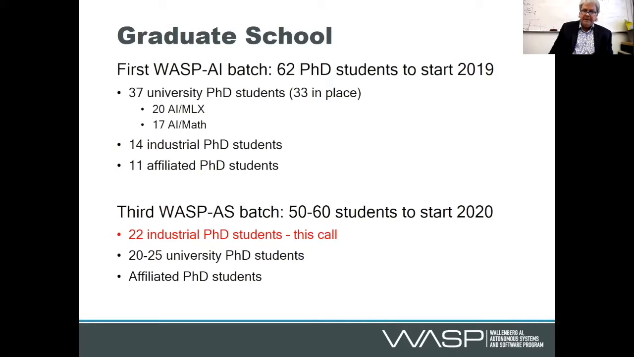Then this year, the first WASP AI batch starts, 62 students, out of which 14 were industrial PhD students. And then 2020, the third WASP AS batch starts. And this is why we have this call right now for up to 22 industrial PhD students. And there will come a call for university PhD students later this spring, and there will be a call for affiliated PhD students this fall. And they will start taking their courses in spring 2020.